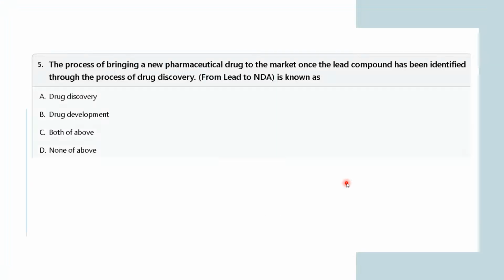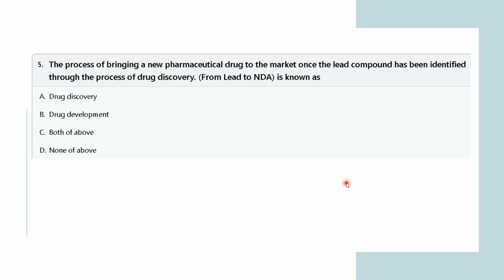First of all, as this is medicinal chemistry, drug discovery and drug development are very important. The first question is: the process of bringing a new pharmaceutical drug to the market once the lead compound has been identified through drug discovery is known as what? So after identifying the lead compound, how do you bring a pharmaceutical drug to the market, and what is that process called? Among these four options, drug discovery, drug development, both of them, or none of them?